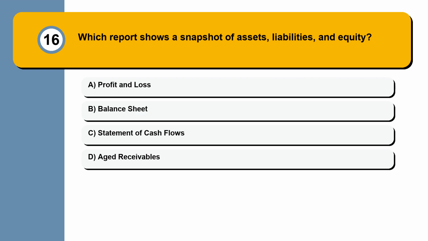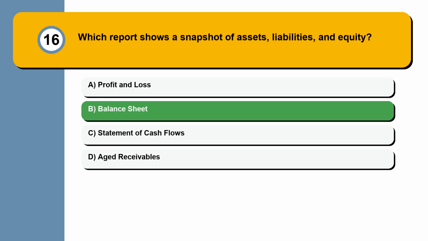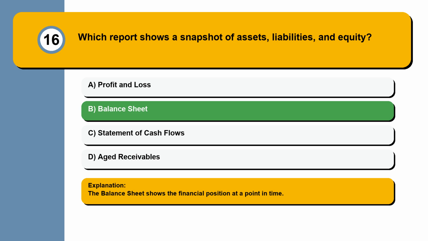Question 16. Which report shows a snapshot of assets, liabilities, and equity? Profit and loss, balance sheet, statement of cash flows, aged receivables. The balance sheet shows the financial position at a point in time.